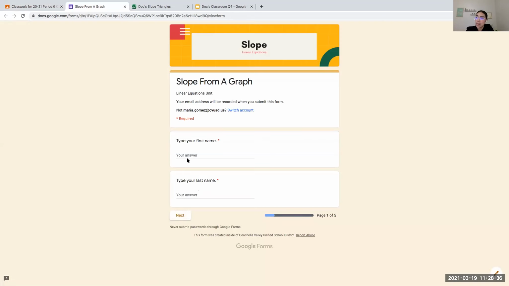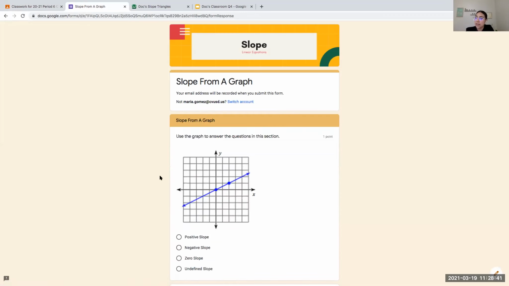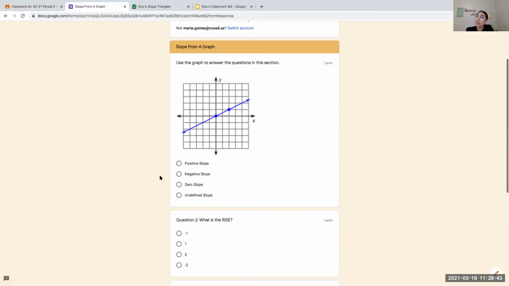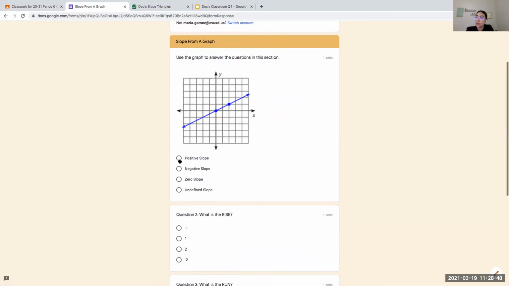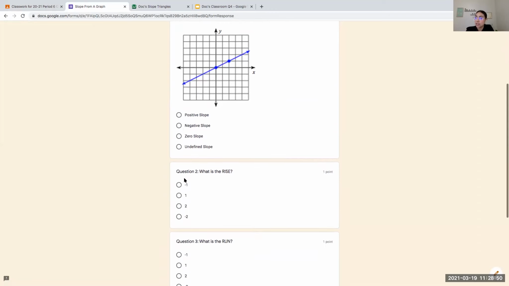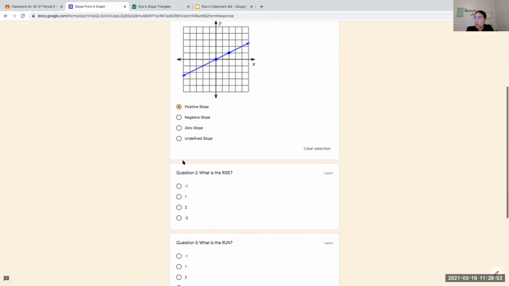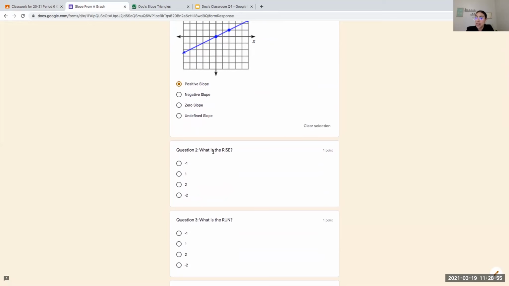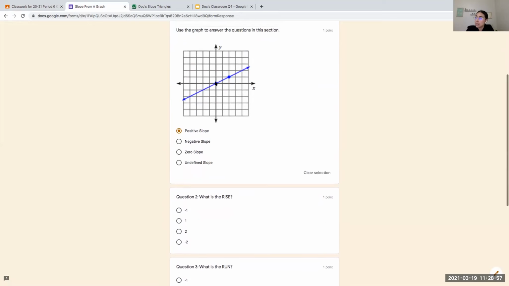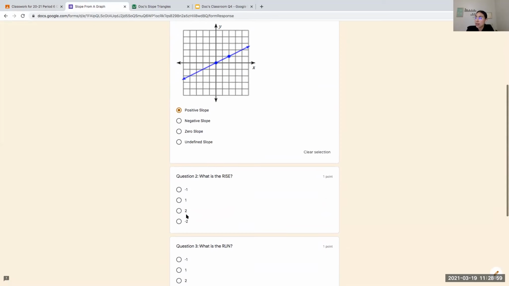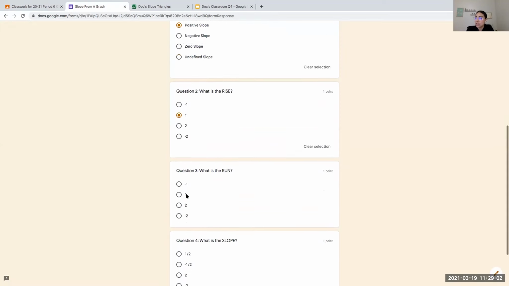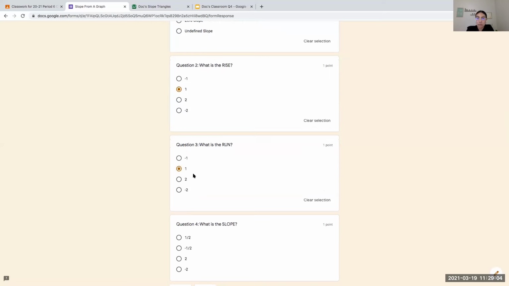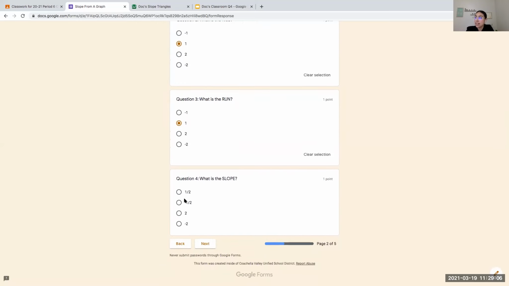Google Forms, type in your first name, type in your last name. I'll do this really quickly. You have some graphs, and the questions are going to ask you if it's a positive, negative, 0, or undefined slope. Pick whichever one you think is correct. I'm just going with the first option. You want to ask yourself, what is the rise? Check your rise and then your run. Whatever your rise is, pick that answer. Whatever your run is, check that answer there. And then finally, give us the slope, the rise over the run.